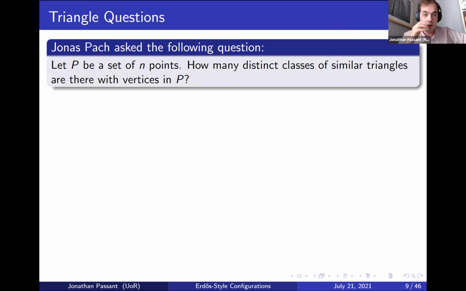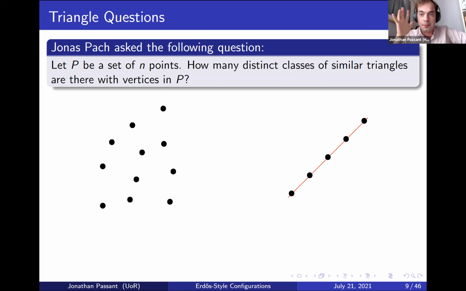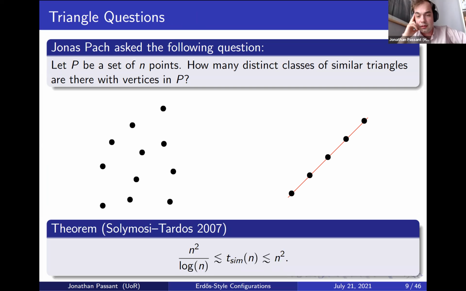Okay, so Park asked a variant of this: if you take n points, how many distinct classes of similar triangles do you get, where the vertices of these triangles must be points in your set? You can look at a random set, and you'd expect about n cubed. Whereas if you look on a line, I think you get, what is it? Yes, n squared.